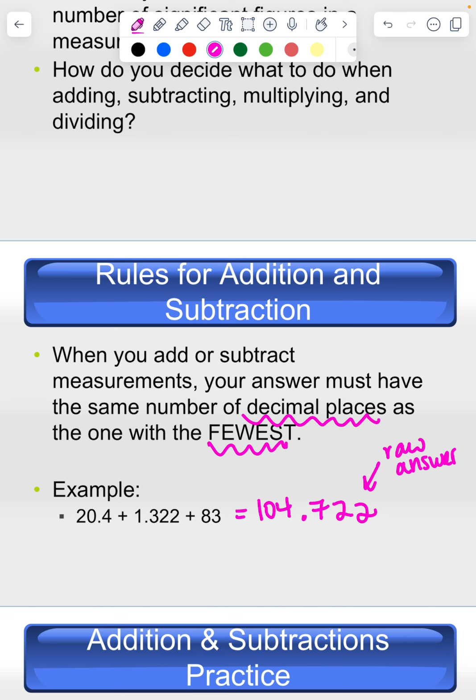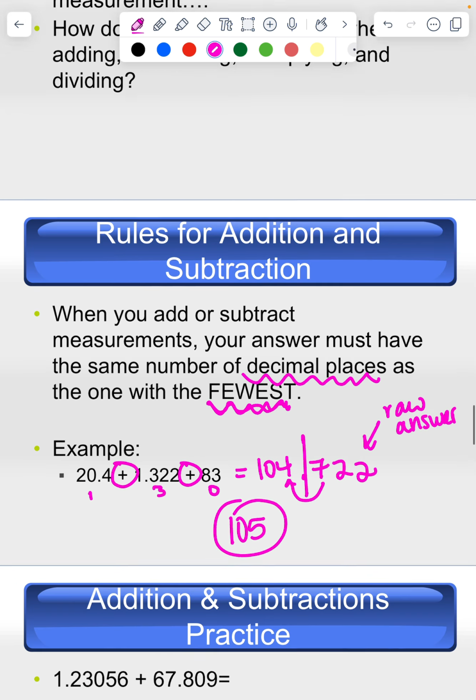Because I am just adding, I'm looking at decimal places. This one has 1 decimal place. This one has 3 decimal places. 83 has 0 decimal places. So we want the fewest number of decimal places, so 0 is our fewest number. We're going to cut it off at the decimal. We still have to remember our rounding rules. There's a 7 behind that last sig fig, so what do we do to that? We round up. So 105 is our answer.